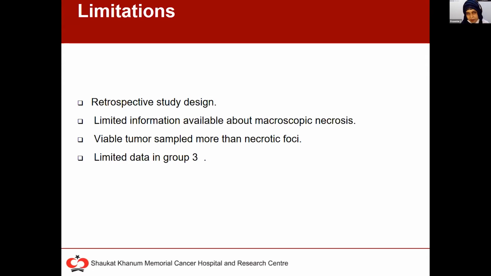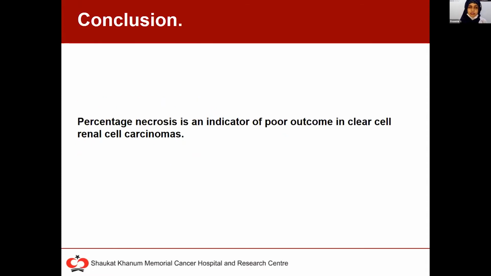Why were we left with limited data? Because, first of all, we selected only in-house cases. Secondly, we further shortlisted to PT1, PT2, and grade 1 to 3 tumors. And thirdly, we wanted to assess the effect of tumor necrosis after a follow-up of at least 5 to 6 years. So, based on our study results, we suggest that tumor necrosis is an indicator of poor outcome in clear cell renal cell carcinomas.